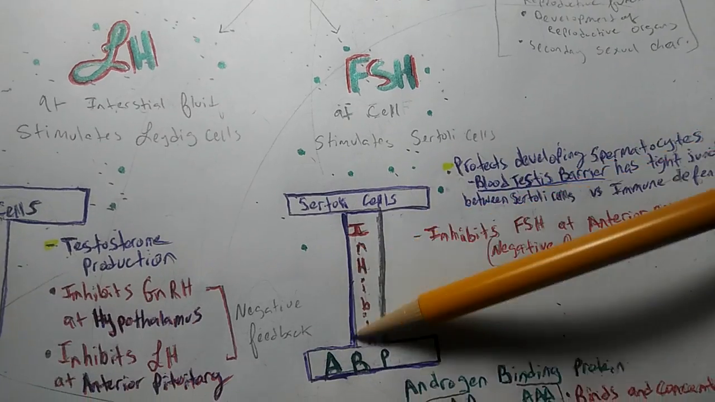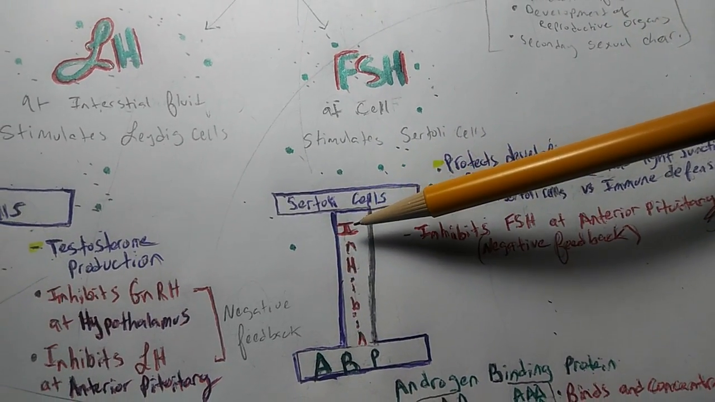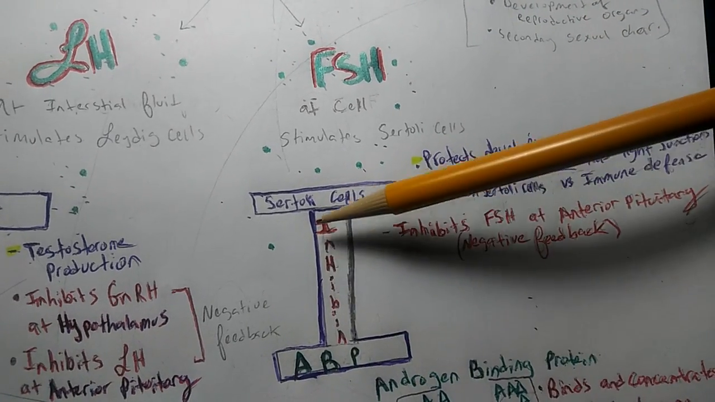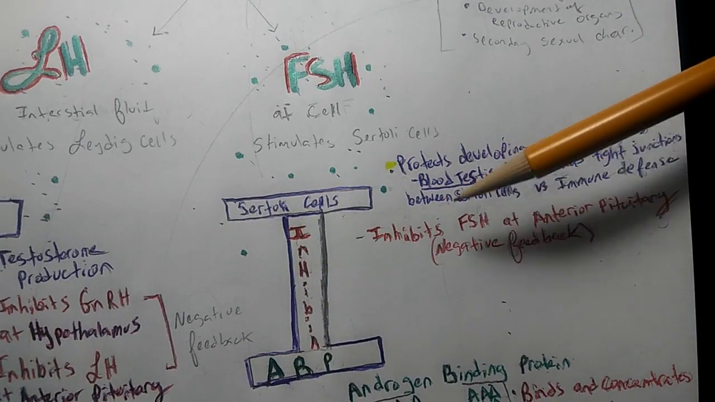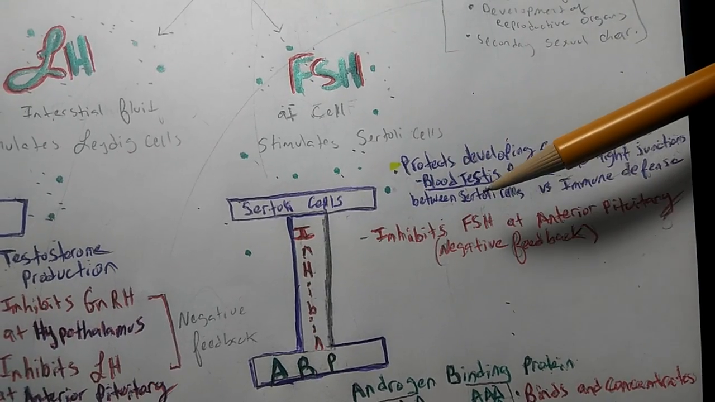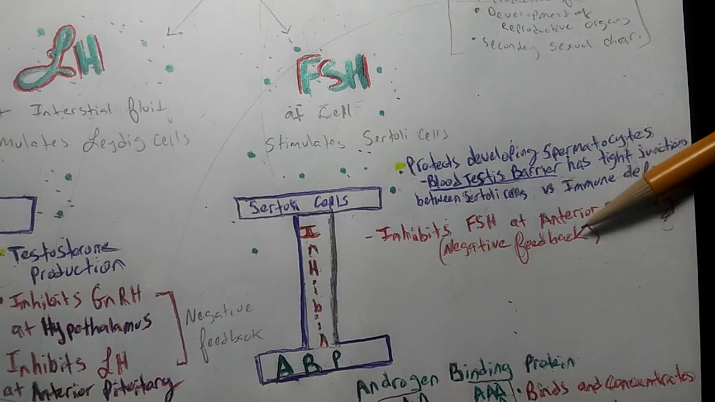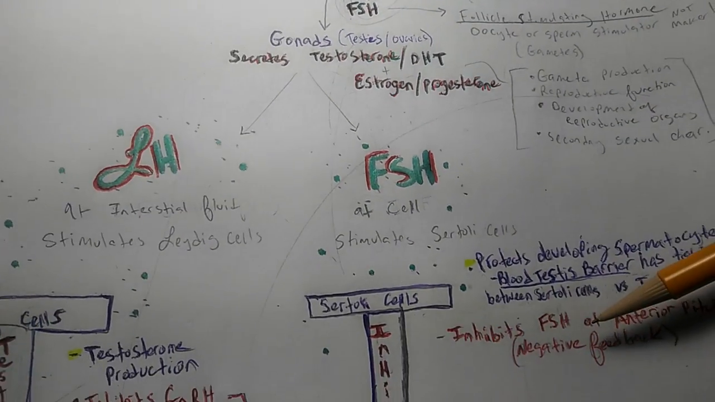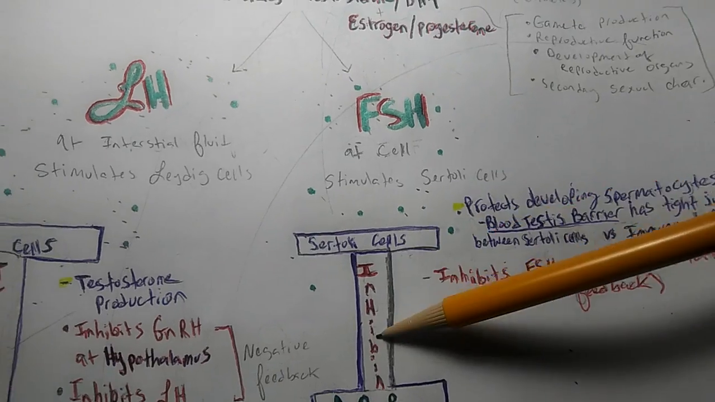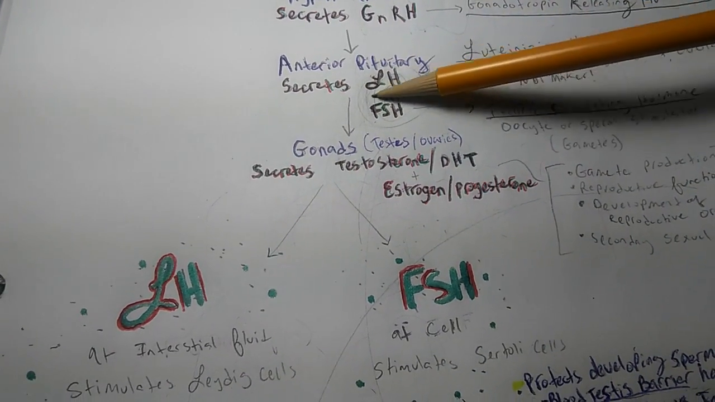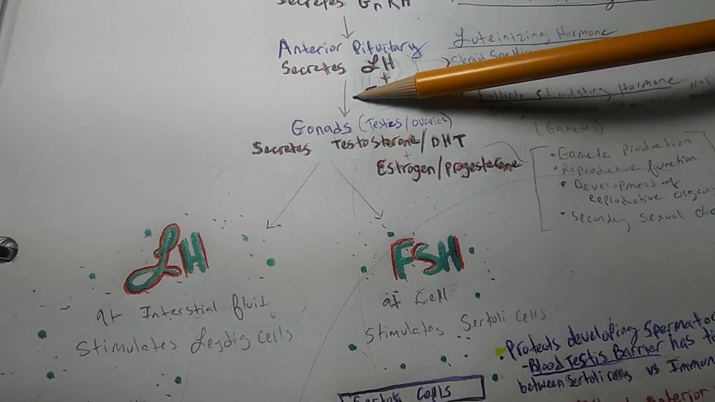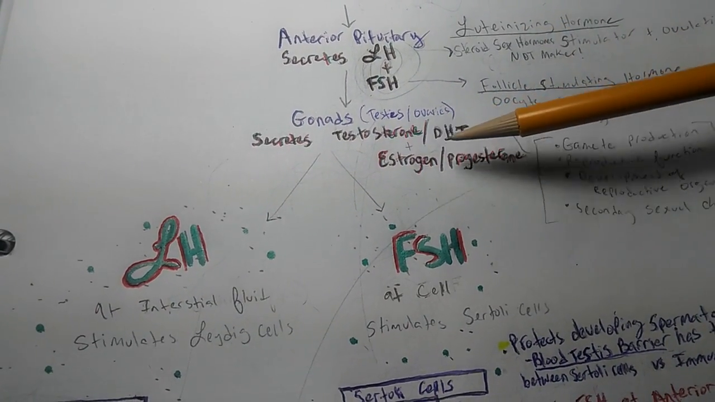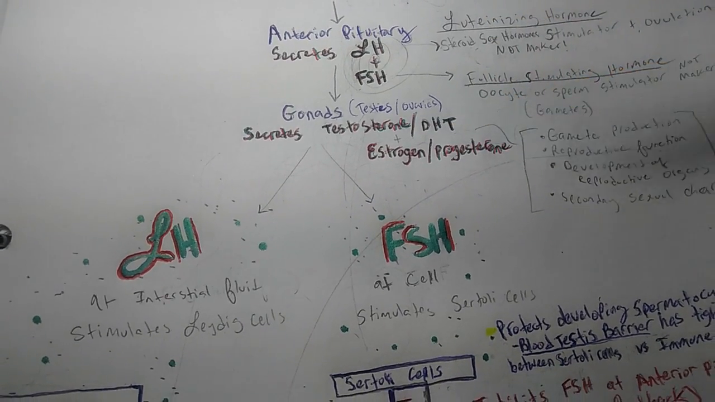The I here is for the negative feedback, which is caused by the inhibin secreted by the Sertoli cells. This causes the inhibitory effect of the FSH at the anterior pituitary. So once the FSH gets inhibited by the inhibin, it stops the anterior pituitary from releasing, which then stops the gonads from further making testosterone or DHT in the males, and from further making sperm.